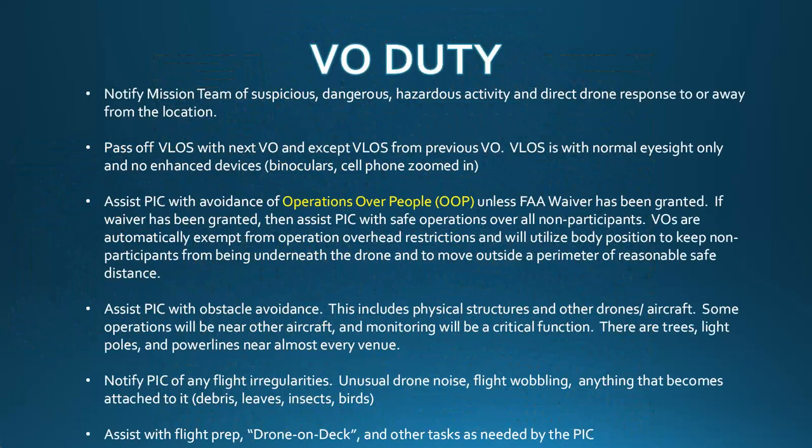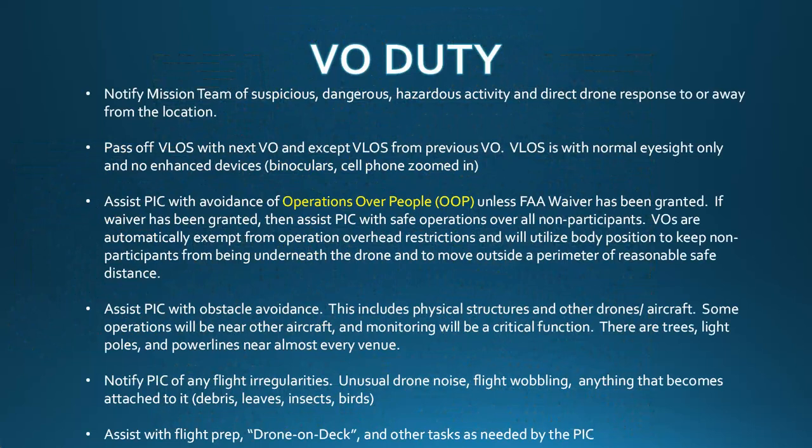You're going to assist the PIC with avoidance of operations over people unless an FAA waiver has been granted. If a waiver has been granted, then assist the PIC with safe operations over all non-participants. VOs are automatically exempt from operation overhead restrictions and will utilize body position to keep non-participants from being underneath the drone and to move outside a perimeter of reasonable safe distance. So you can position your body and use your voice to keep people heading in the right direction.